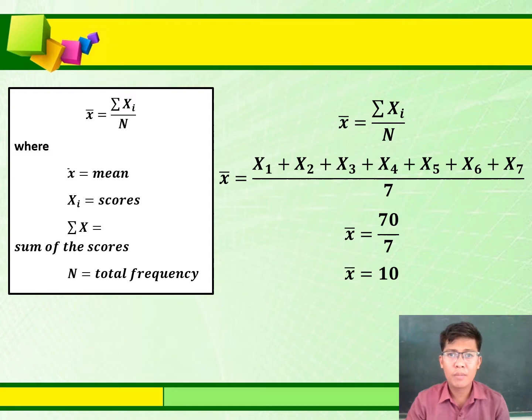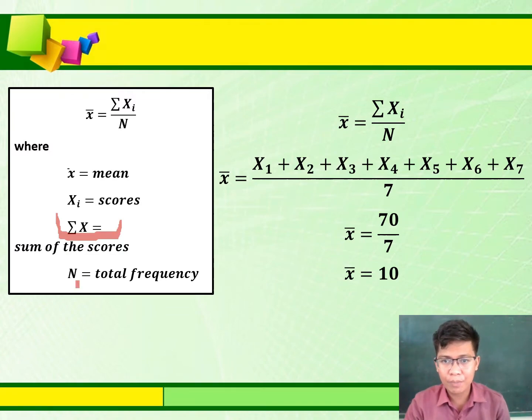In our next, the computation of the mean is very simple. To get the mean, simply add all the scores in your distribution and divide it by the total number of values. The formula for the computation of the mean is as follows. So x bar, or your mean, is equal to the summation of xi over n, wherein x bar is your mean itself, xi is the scores. And when you see this kind of symbol, that is summation of x, wherein the sum of all the scores, and n is the total frequency.